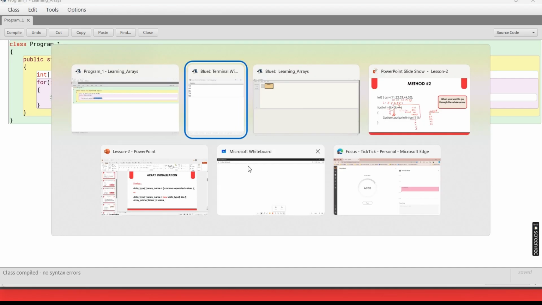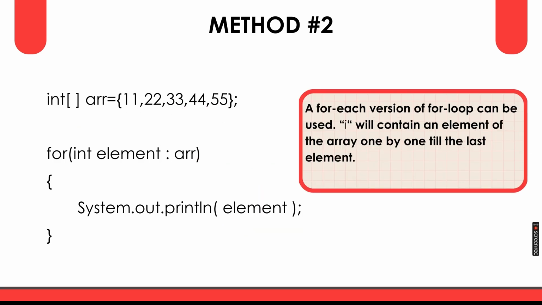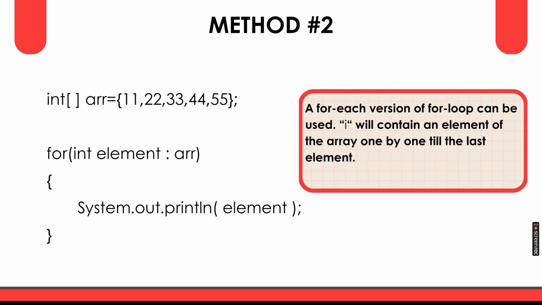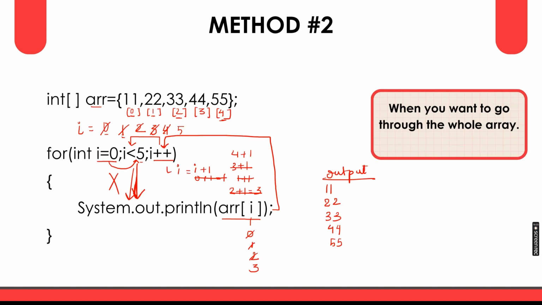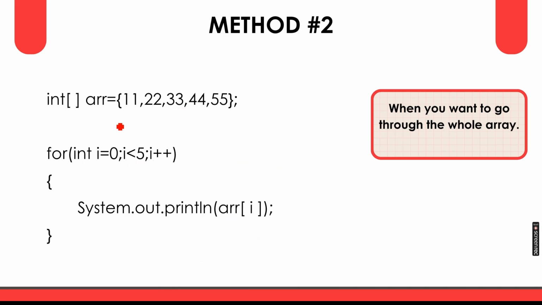Okay, we will see one more type of for loop. This is the for each version of the for loop. But why do we need it? We already studied a simple for loop. Why do we need this version? Because see, here I have written, first let me clear these annotations, 5.